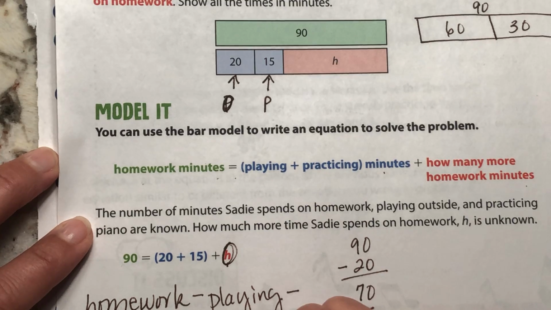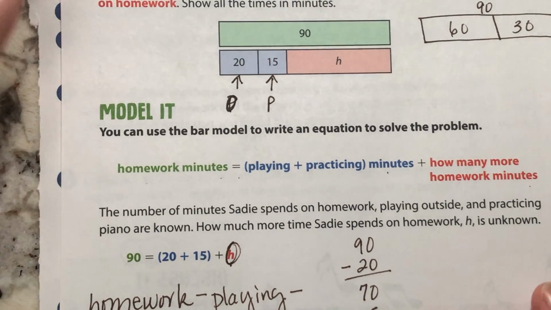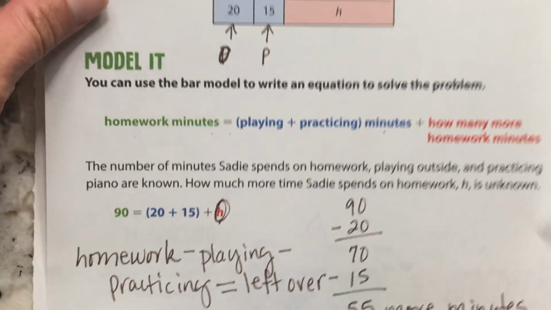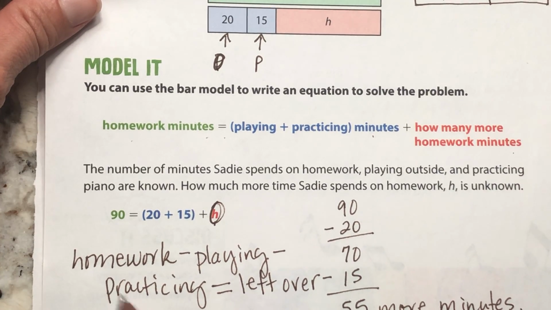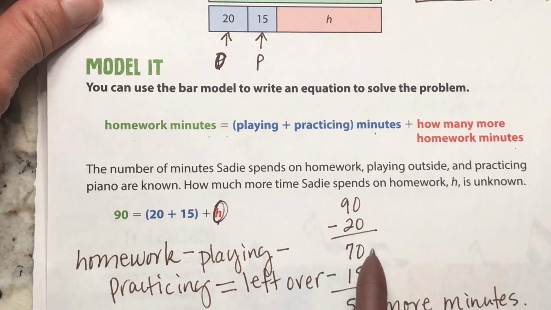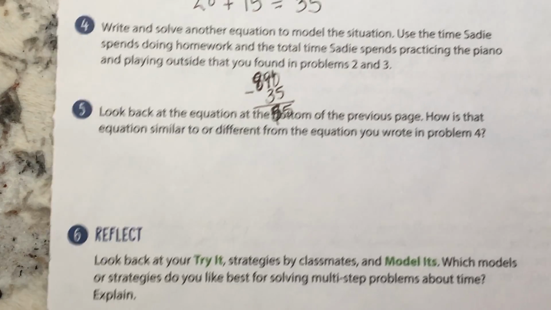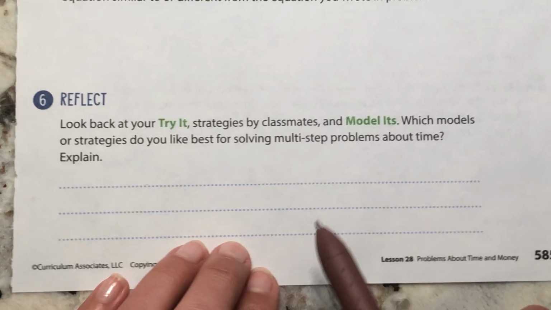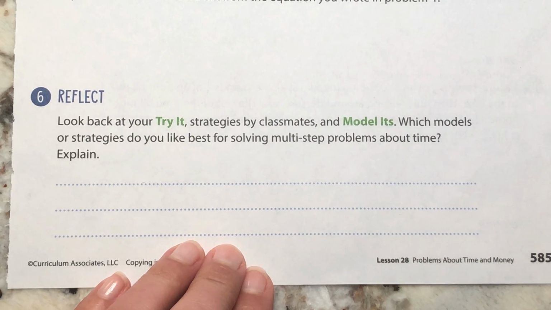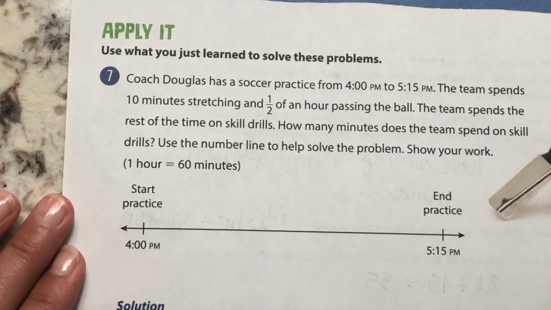Minus practicing, minus leftover, and that will equal what is left over. There are a couple of ways that you can try to solve these equations. The way that I solved it out right here is the homework minus the playing minus the practicing, and that gives me the leftover minutes. Number 6 is really up to you to decide which model you think works better for solving these equations. And we're going to practice some of these on the next page, on page 586.